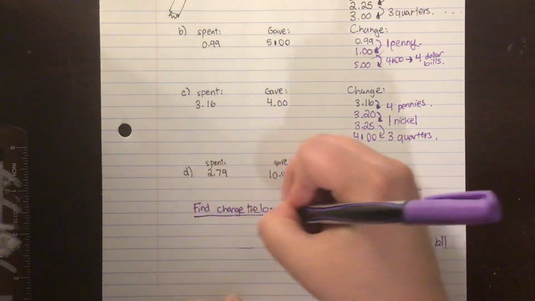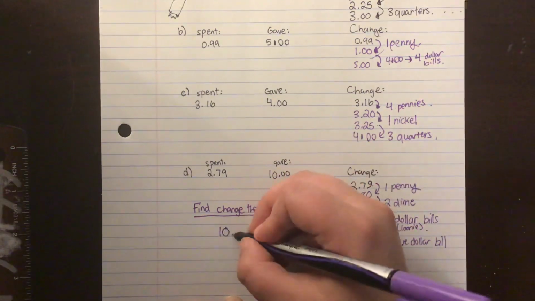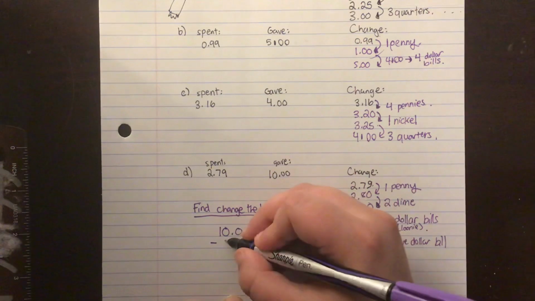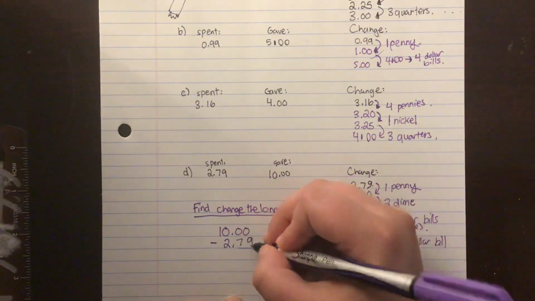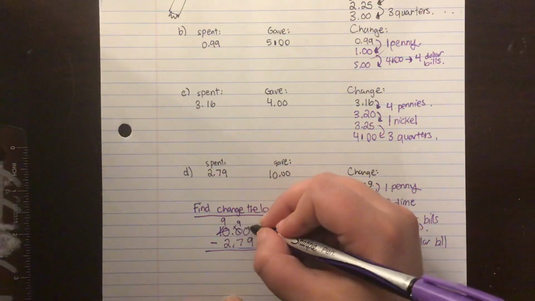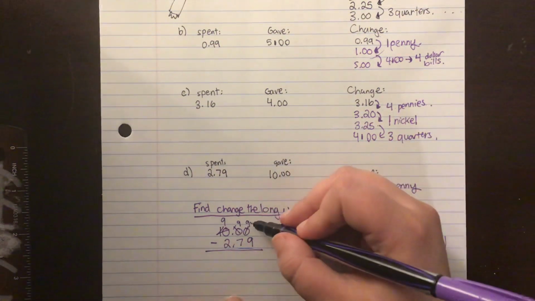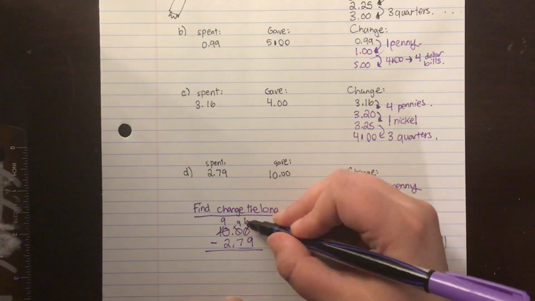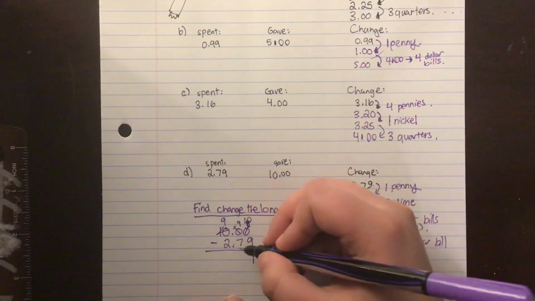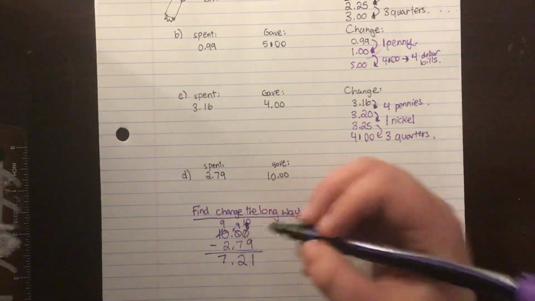The first thing we have to do is figure out how much change we have. So what I'm going to do is take the amount that I gave and minus the amount that I spent. Have to do some fancy borrowing work here, but there we go. Or sorry, that becomes 10. So 10 minus 9 gives me 1. 9 minus 7 gives me 2. 9 minus 2 gives me 7.